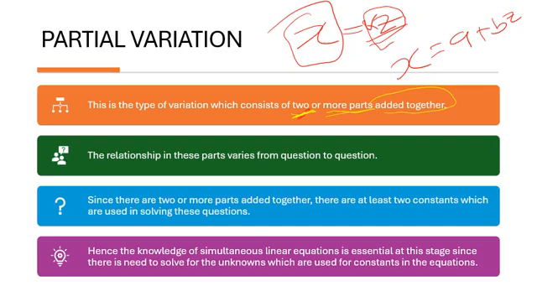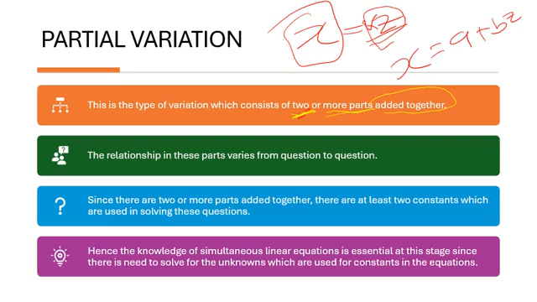Now, since there are two or more parts added together, there are at least two constants. So the minimum constants you can have in a partial variation are two. You have two constants, you have three constants. But at your level, two constants are enough. These constants, we use them to solve this type of questions. Zimene kuona direct, inverse, joint variation, timakhala ndi one constant. But for a partial variation, we have improved. We are now having two constants.